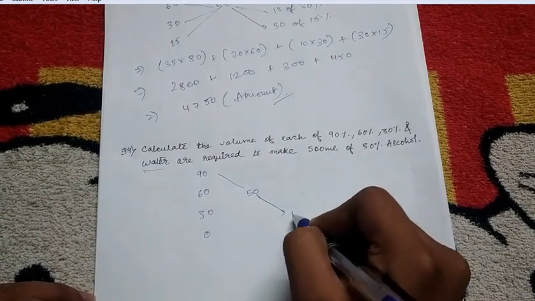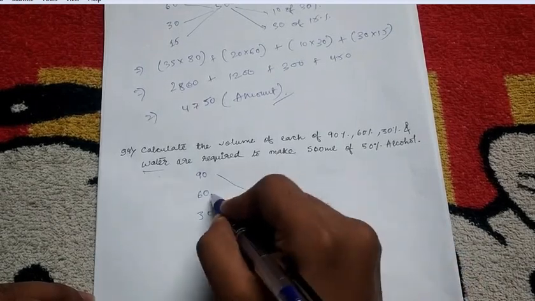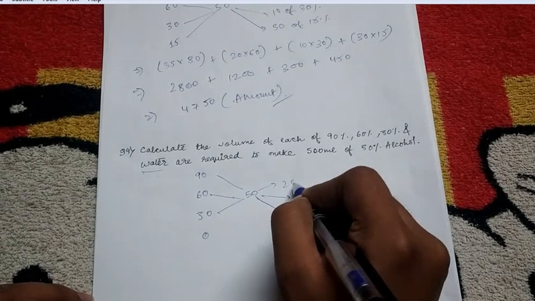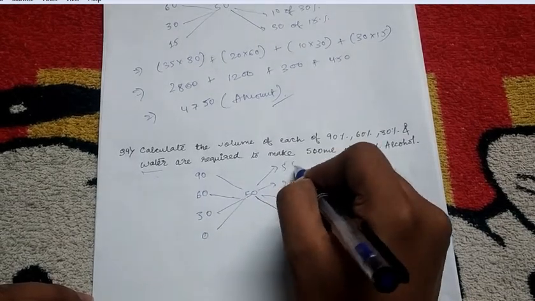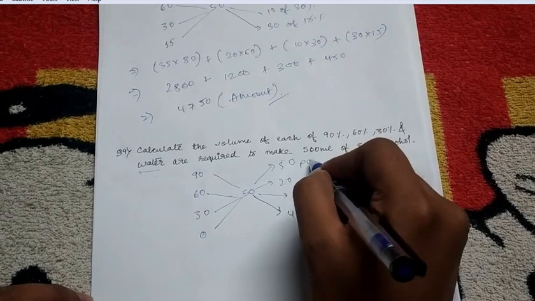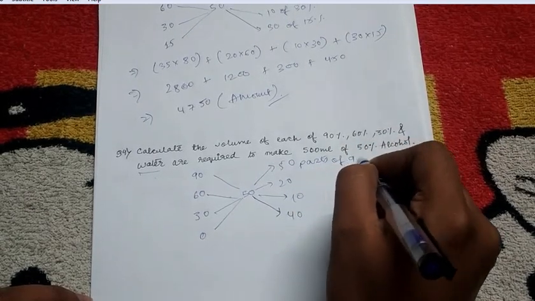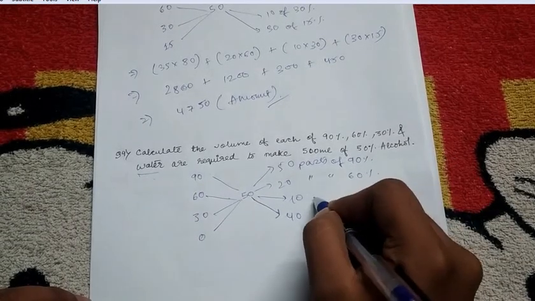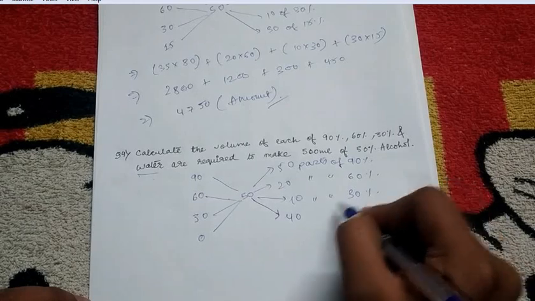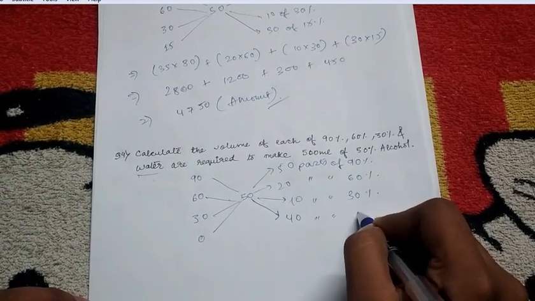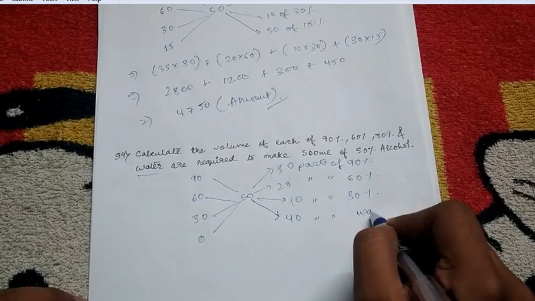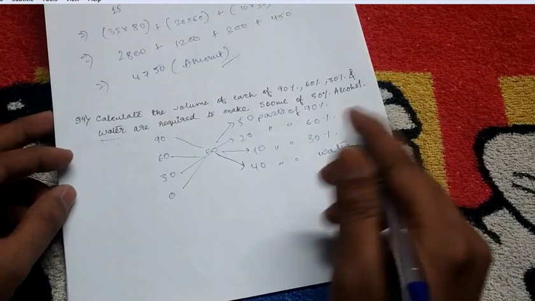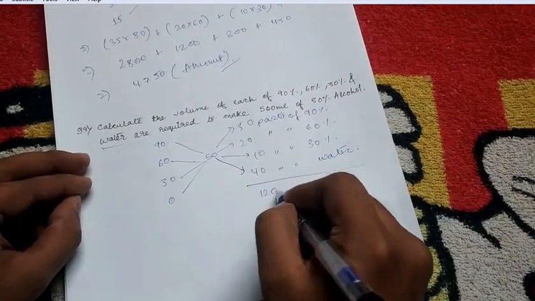So here we get 40, then 10, 20, 50. So 50 parts of 90%, 20 parts of 60%, 10 parts of 30%, and 40 parts of 0 or water. Now for the total we get 120 parts.